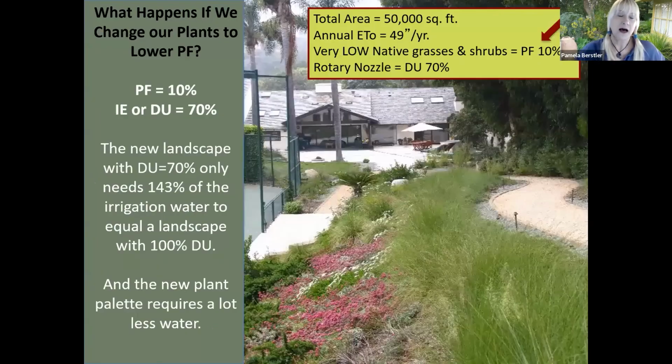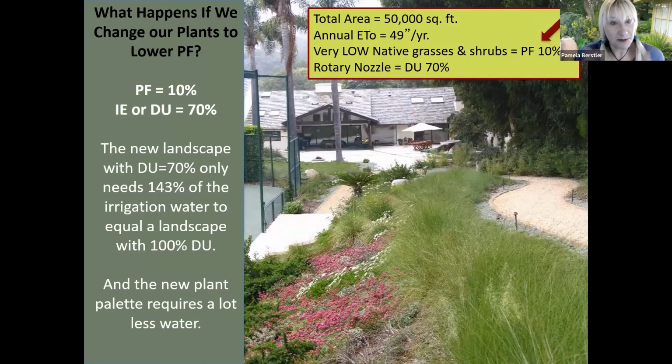So then this designer wanted to convince these people to take on a project where that grass would be removed and it would be replaced with very low native grasses and shrubs. And we know that in this particular place, our very low water requiring plants have a plant factor of about 10%. Now, because you've been through plant factor, you know right away, hey, this is going to be a big deal. This is going to change things really dramatically by changing out from the warm season grass at 70% to plants with plant factor of 10%.